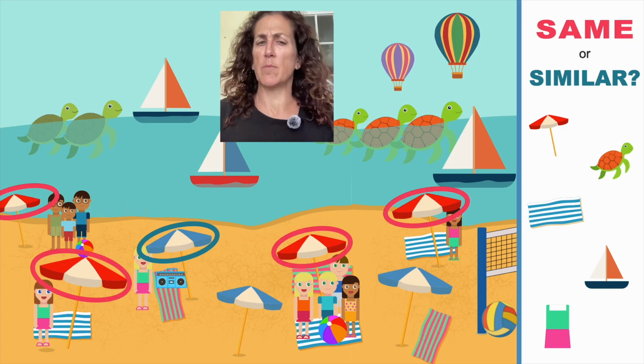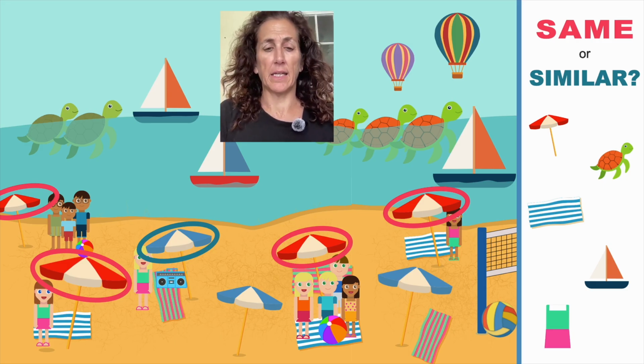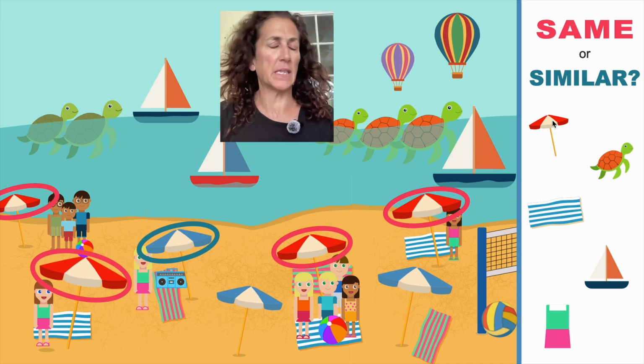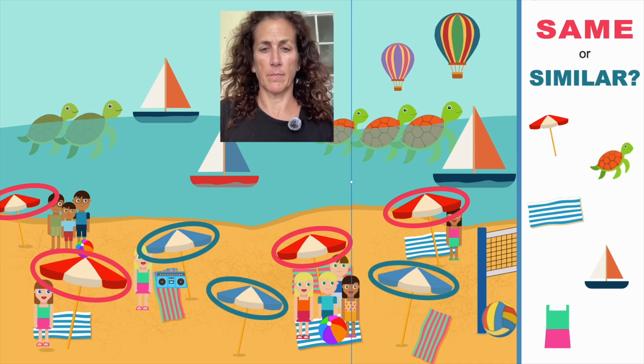Do you see any more umbrellas in this picture at the beach? I see this umbrella here. This umbrella has blue sections and a white section, and so does this umbrella. This umbrella has 2 blue and 1 white sections. So they look similar to this umbrella, but they're not the same.